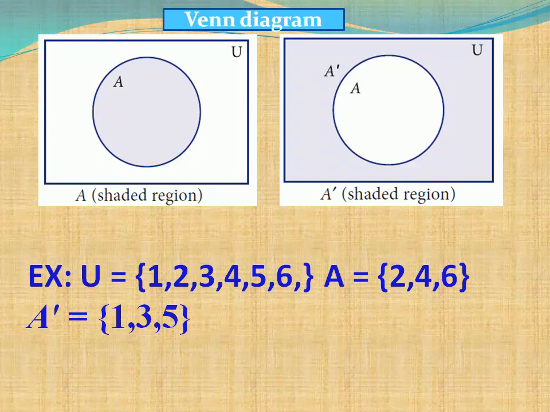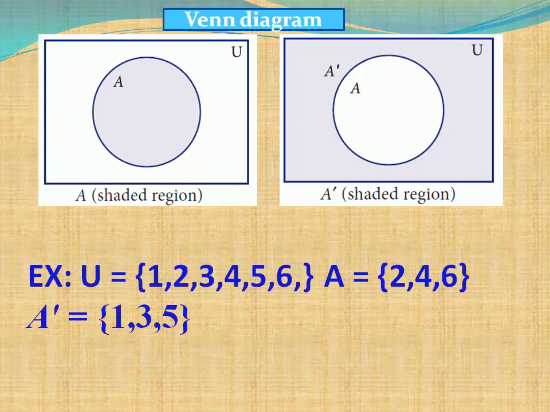What is meant by A dash? Our school is the universal set, and our class 9th is the set A. In this, A dash means without our class: except our 9th standard, the remaining classes are called A dash. In the set U, we neglect the elements of A, and the remaining will be called A dash. Here, in the second diagram, the shaded portion is the A dash.